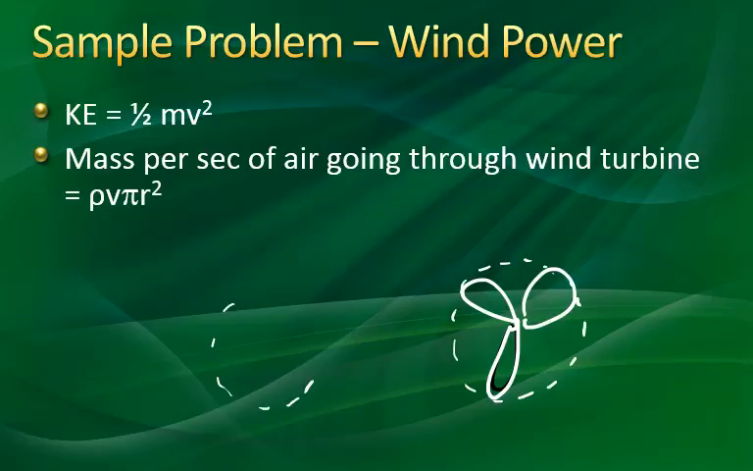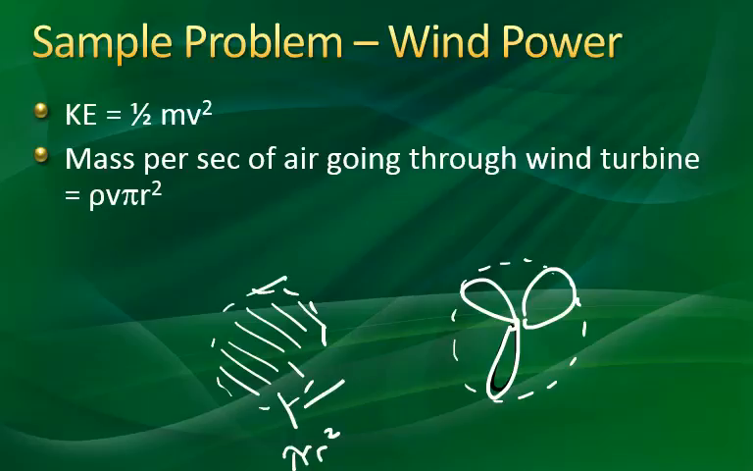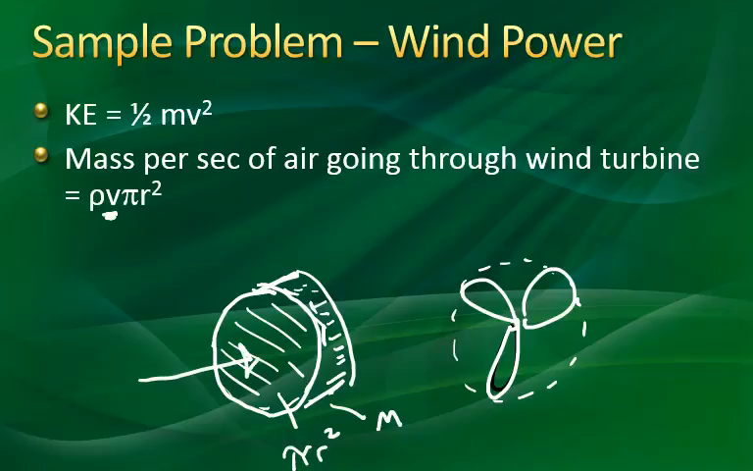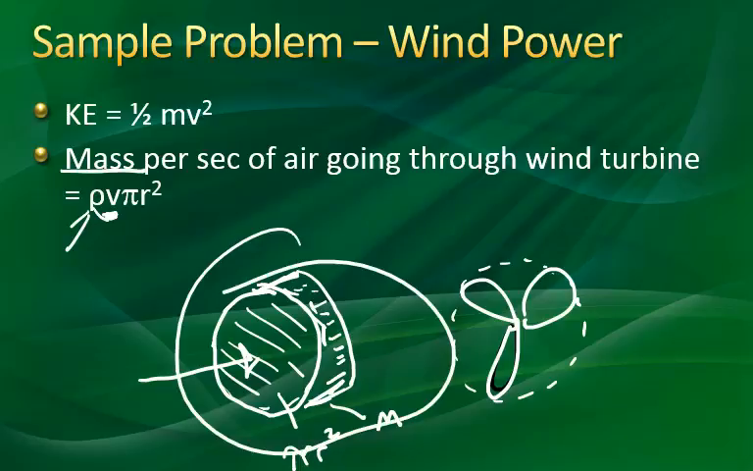Now, this column of air has a certain area, which we'll draw here, and it is pi r squared, right? Now, how thick this column of air is that passes through is dependent on how fast it is. It's v, right? How many meters per second goes through. So in other words, I know the area, I know how wide it is based on v, and we need to know the density. When we multiply that in, we get the mass of that column of air that passes through per second.